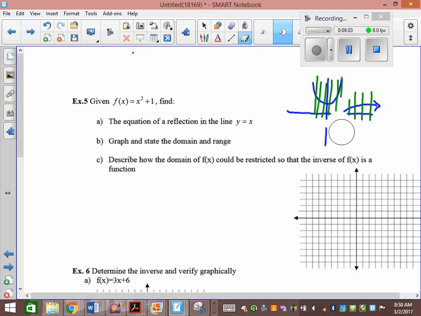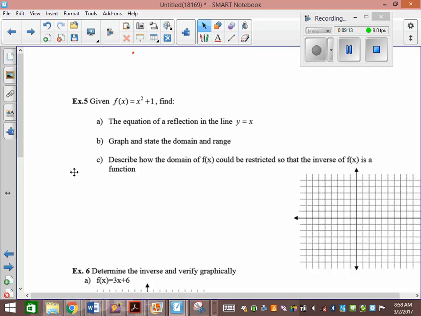If I took more of it, even if I took it all the way up to here, it would be a function, right? The only catch is that you can't have a little bit of the vertex, right? You can't have more than just up to the vertex. So, once again, I don't even actually have to draw the inverse to figure it out.